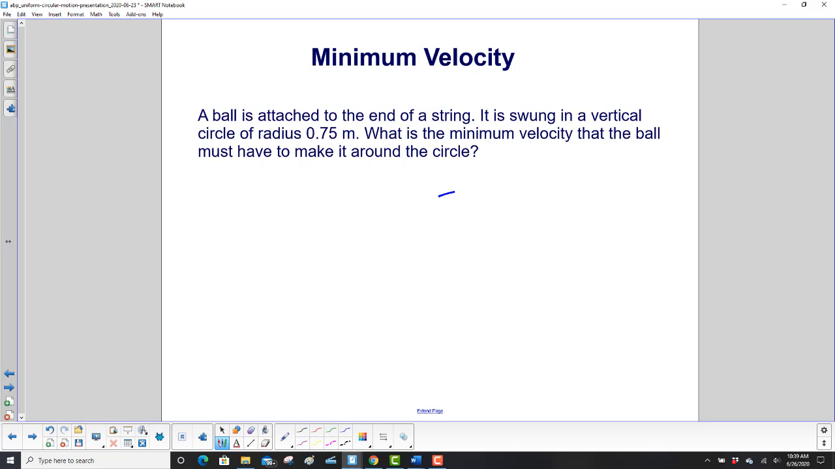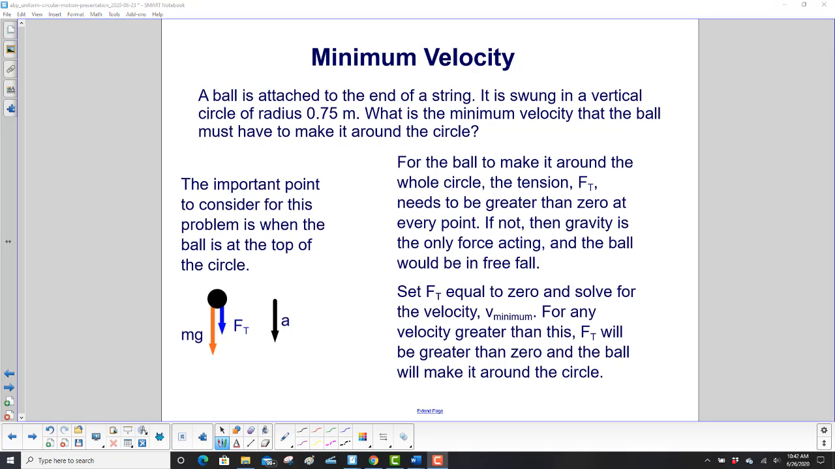Minimum velocity for vertical motion. A ball is attached to the end of a string. It is swung in a vertical circle of radius 0.75 meters. What is the minimum velocity that the ball must have to make it around the circle, to come all the way around and wind up back here?